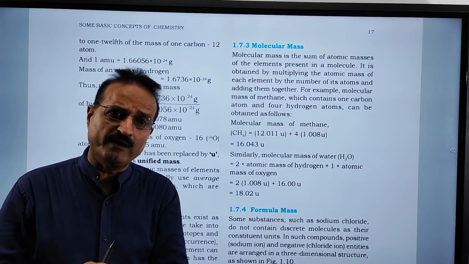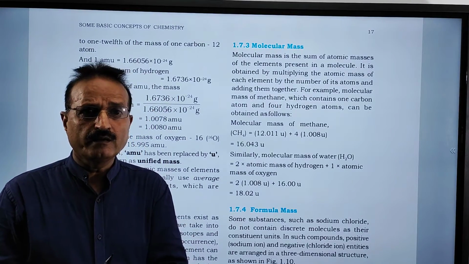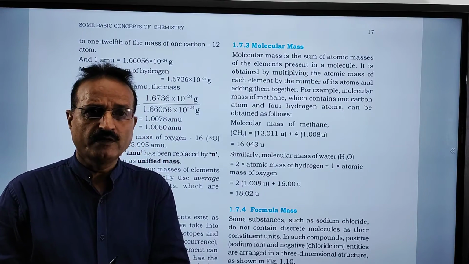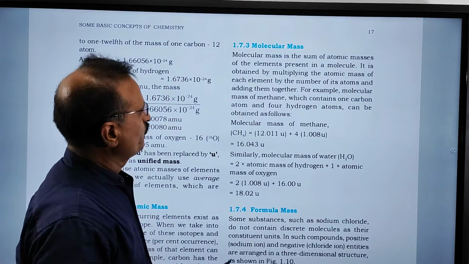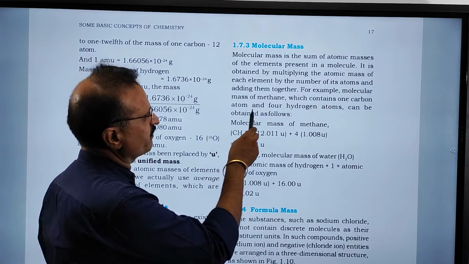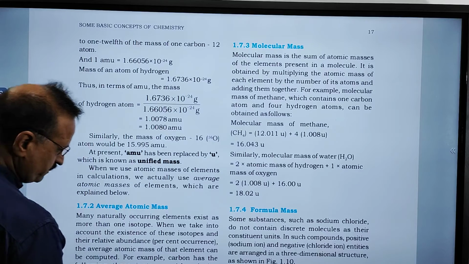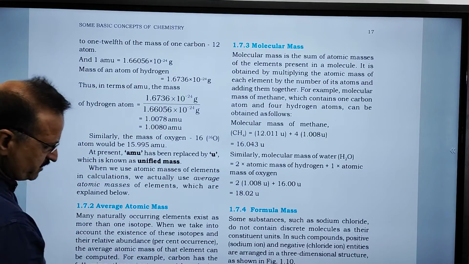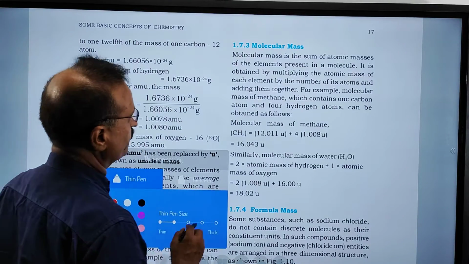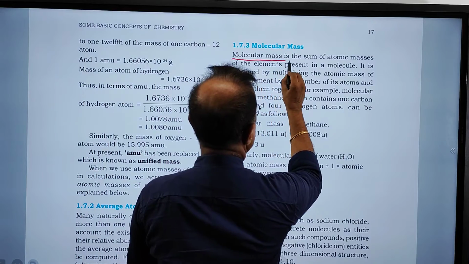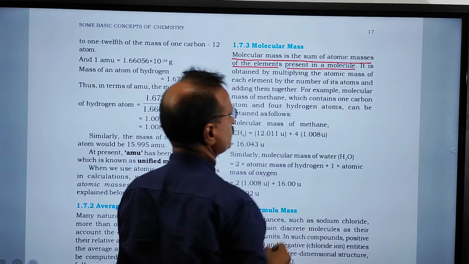But the number of atoms of each element is multiplied by the atomic mass of the element, and then we get the molecular mass. Here the explanation is given: molecular mass is the sum of atomic masses. Just underline this: molecular mass is the sum of atomic masses of the elements present in the molecule.